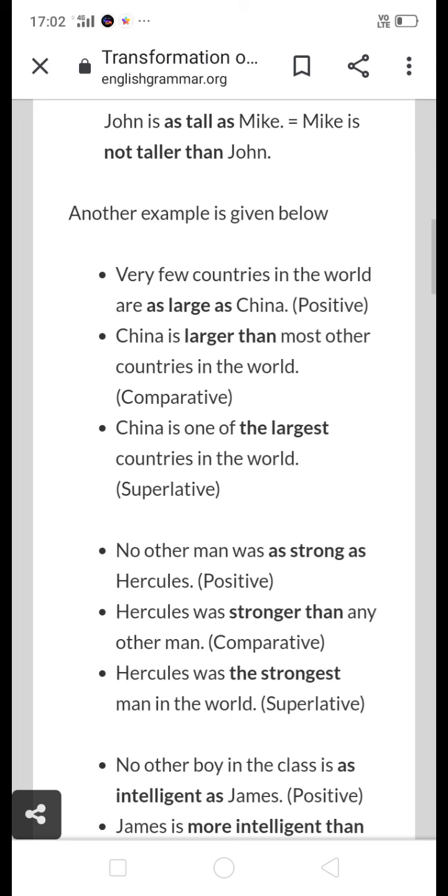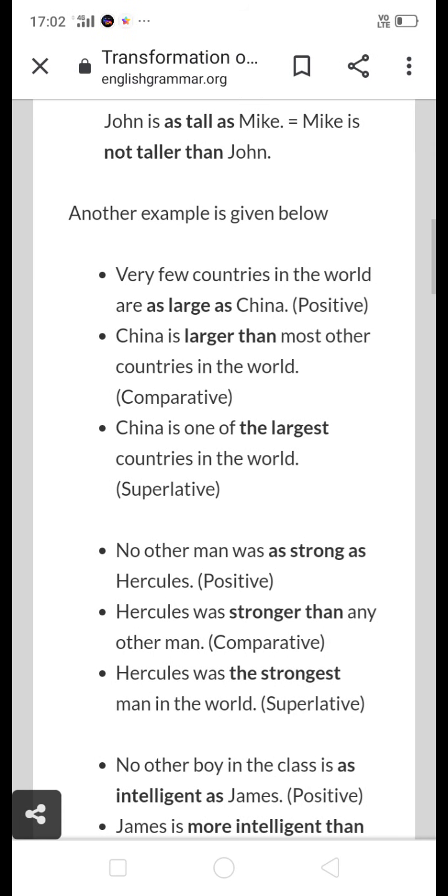And if there is unrestricted form, we write 'no other' for the positive degree at the beginning of the sentence, 'any other' for the comparative degree after than, and for the superlative degree, the adjective in est form with 'the' before it. It is the unrestricted form.